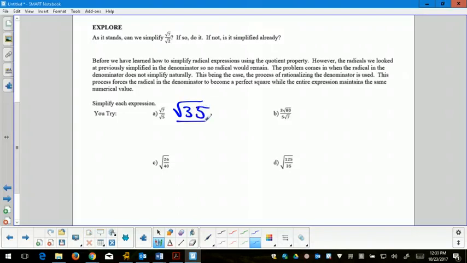Any questions on letter A? That was exactly like the first example we looked at. The other ones are a little different, we'll look at them, but 35 can't be broken down by perfect squares. I can't divide it by 5 because the 5 is not under a radical. That's the answer. Letter B.